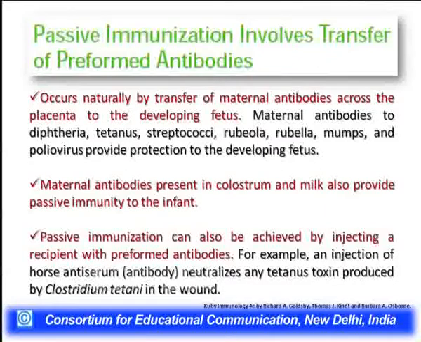Now, passive immunization basically involves the transfer of preformed antibody. It majorly occurs with the help of maternal antibodies. It occurs naturally by the transfer of maternal antibodies across the placenta to the developing fetus. The maternal antibodies are against major infectious diseases such as diphtheria, tetanus, streptococci, rubella, mumps, and polio, so it provides protection to the developing fetus from all these infections.